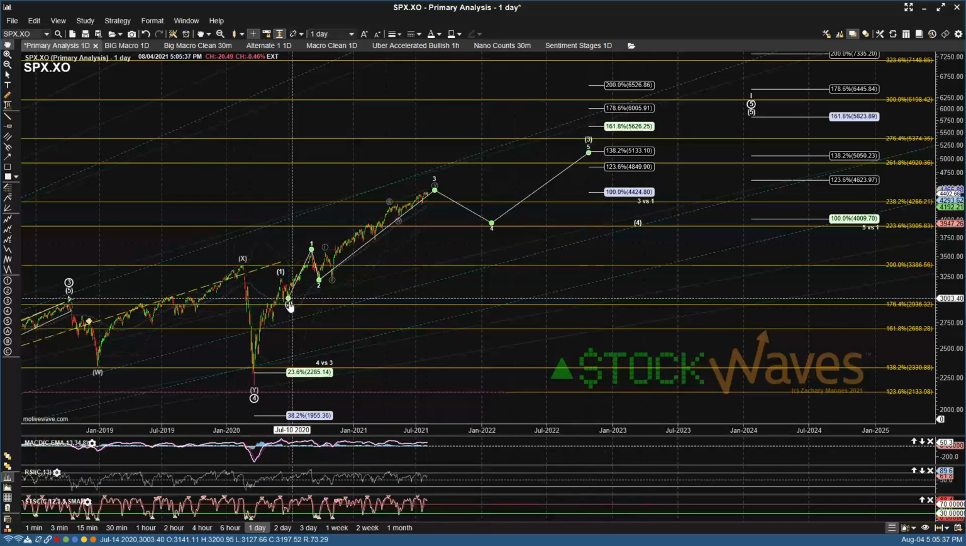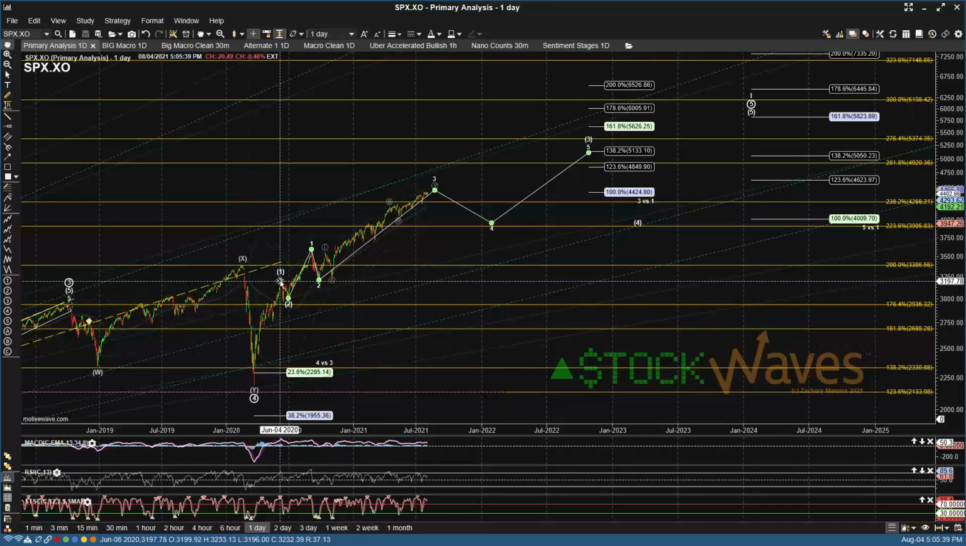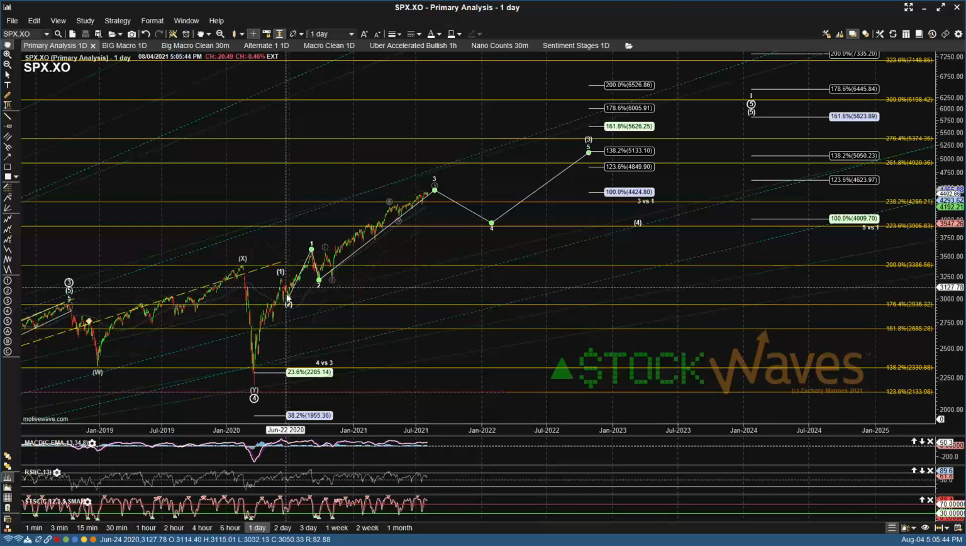But in our intermediate degree, we have our initial 5 waves up that looks best into the June high, as Garrett and I are counting, a corrective consolidation for the wave 2.